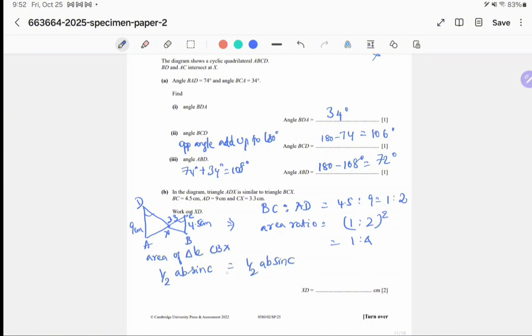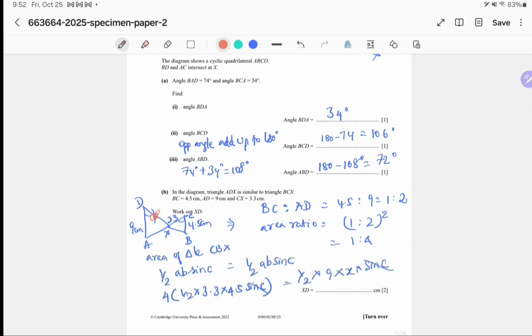So here it is in the ratio of 1 is to 4. So it is 1 by 4 automatically. We will multiply here. So 4 into 1 by 2 into A is 3.3 into 4.5 sine C, which is equal to half into A is 9 into side length is X. We have to find out this length. DX is the length we have to find out. Okay, this sine C and sine C are same.